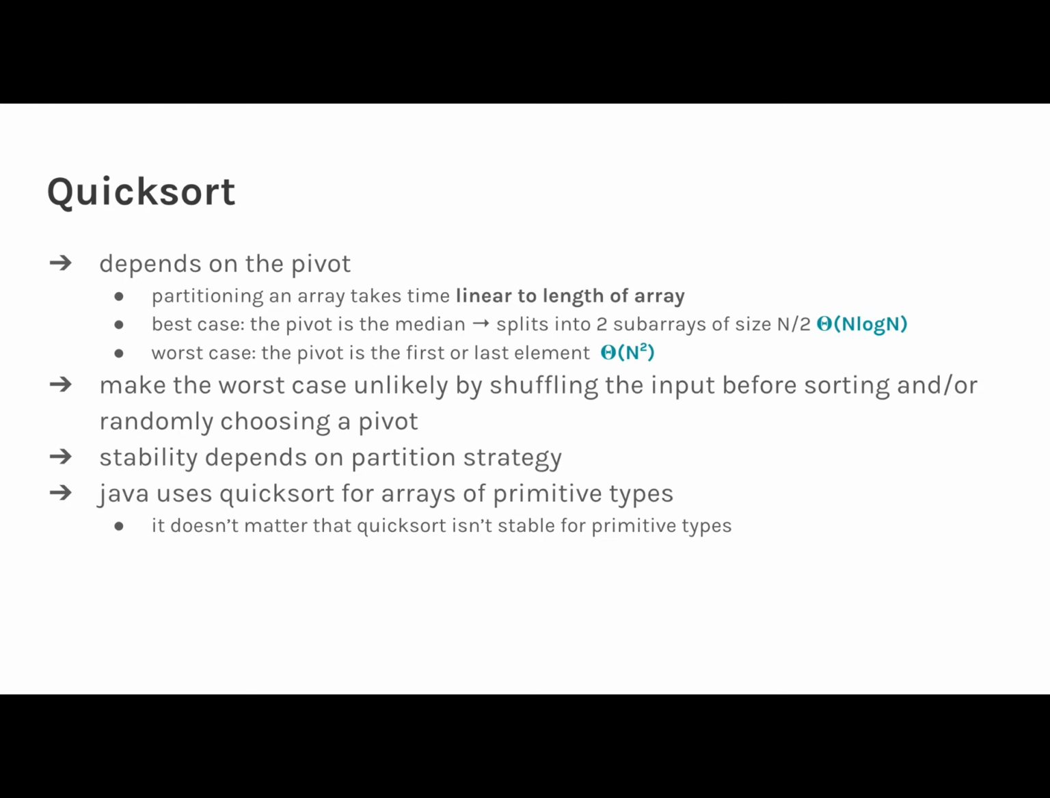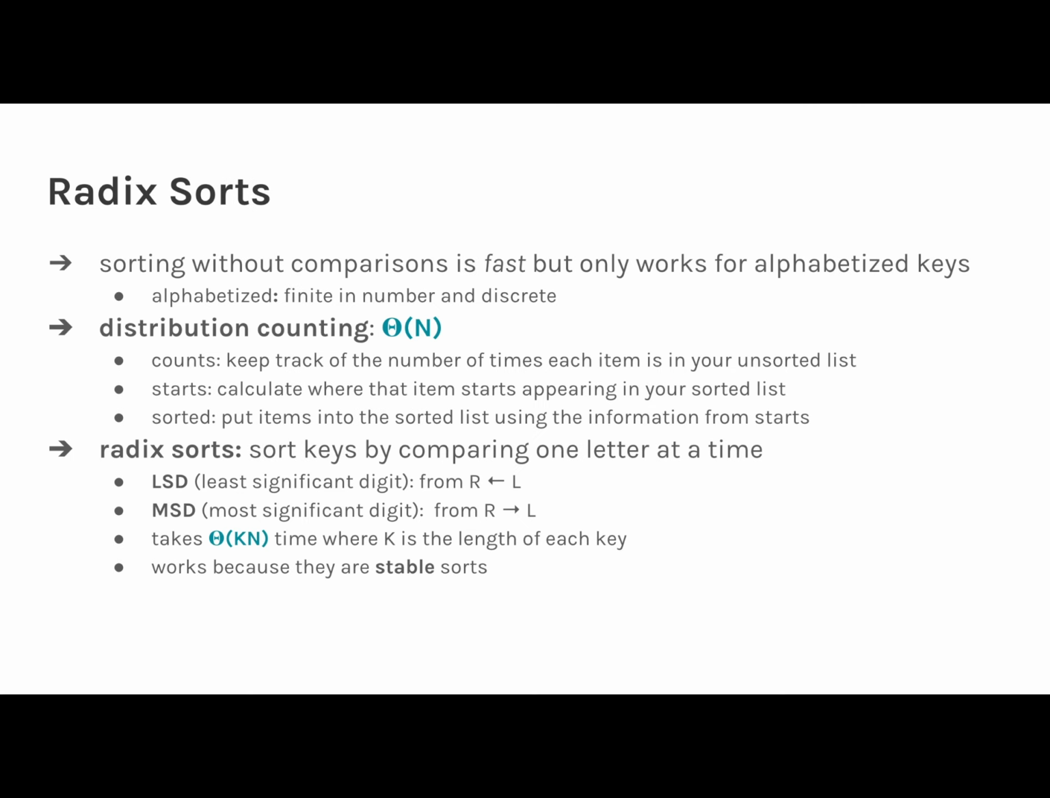Typically, quicksort is not stable, but Java does use it for sorting arrays of primitive types. So if you do Arrays.sort on a primitive, it will use quicksort, because it doesn't matter if it's stable for a primitive type. You can't tell whether numbers with equal values have rearranged their order, because a 2 is the same as any other 2. It doesn't make a difference.